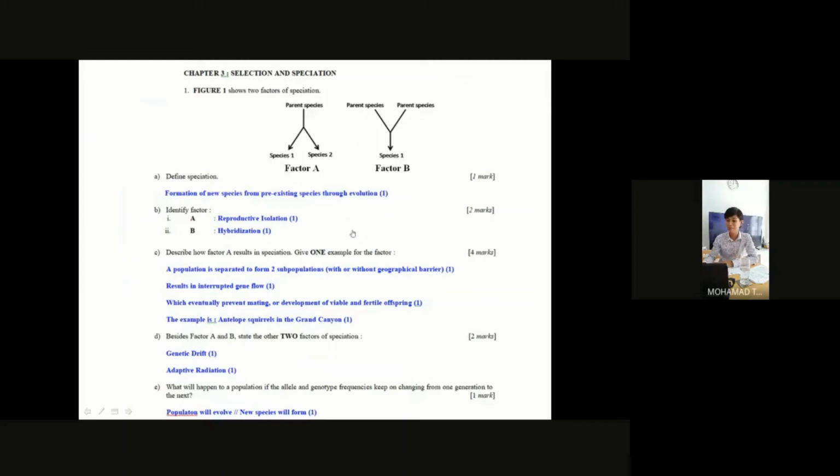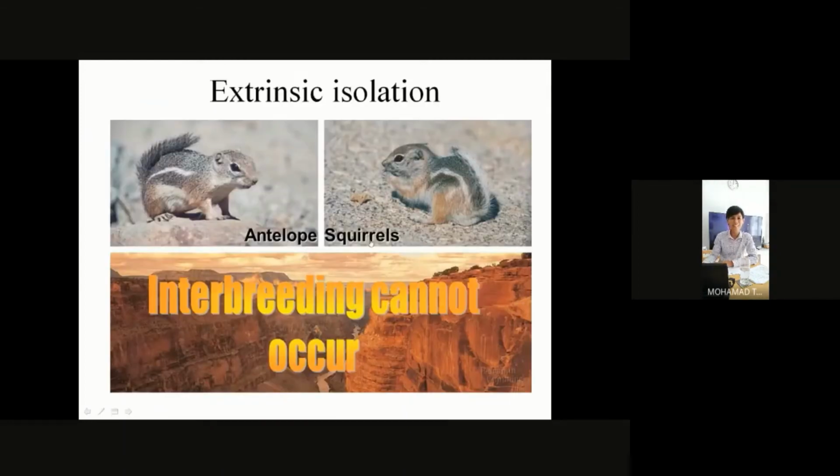For example, we have these antelope squirrels. In the Grand Canyon, because there is a valley in the middle, the squirrels on this side and the squirrels on this side can no longer mate. Originally this was one continuous land, but because of movement of the earth and so on, the valley suddenly appeared here. So the two populations were separated. So this is extrinsic isolation. The squirrels on this side and the squirrels on this side cannot mate. They are isolated from each other because of geographical barriers.